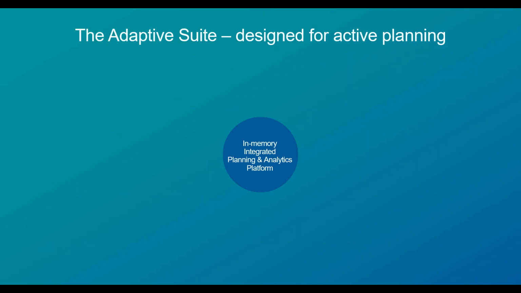So the Adaptive suite has been designed for active planning. It's purpose built for planning, analytics, consolidation, and even reporting. It's been built in the cloud. It's an in-memory planning analysis engine. This is important because what in-memory actually means is that your data is always fresh and accurate. When you make one change through a model, it syncs to anywhere else that information is being used in another model and even your reports.